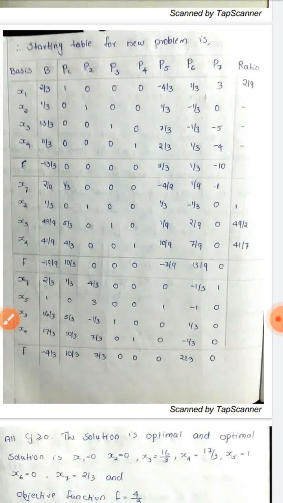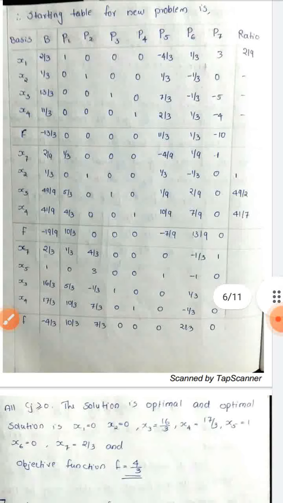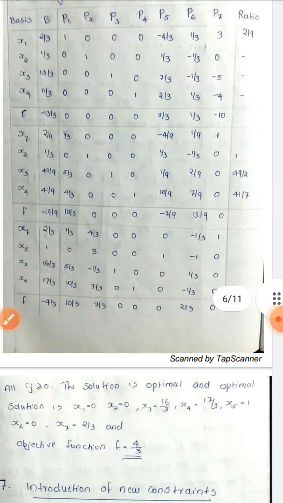X5 is an incoming variable. Then here we apply the same method. Then here we get X5 is an incoming variable and the least ratio is 1. So the outgoing variable is X2. Then here we get a negative value, so the solution is not optimal.